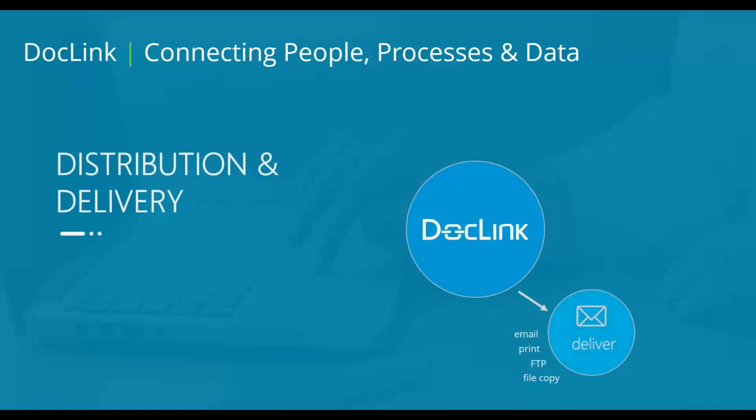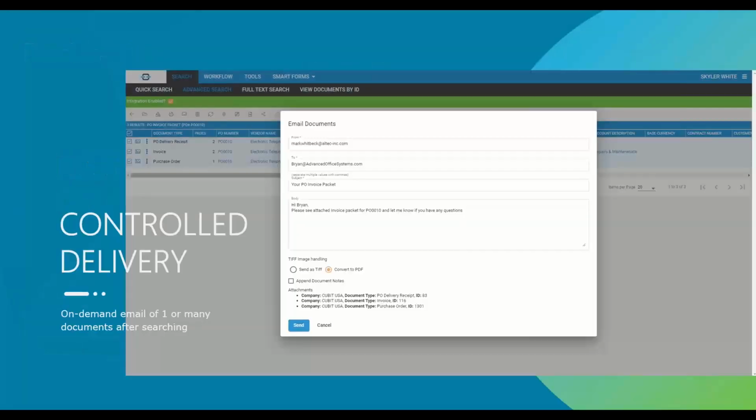I mentioned earlier that we can distribute documents. We can do it via email internally, we can do it via email externally. We can deliver documents via email, as an example, directly from the search results. If you look in the background here at the search results, we have an invoice, we have a purchase order, and we have a receipt. We might also, through that earned capture, have brought in the remittance advice for that invoice.